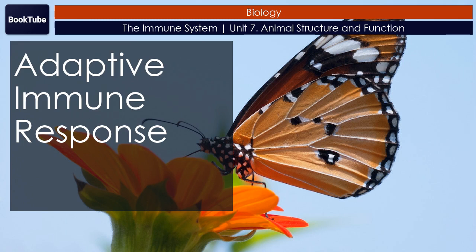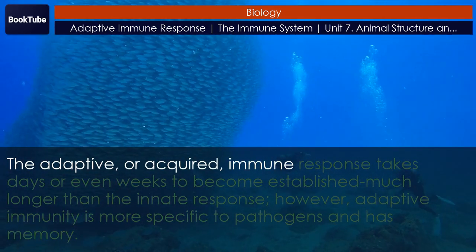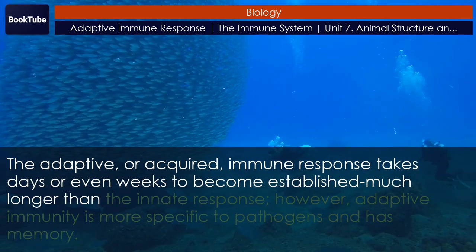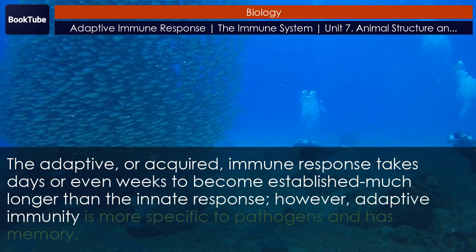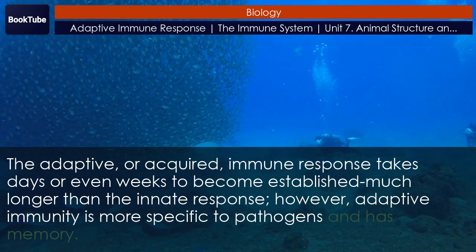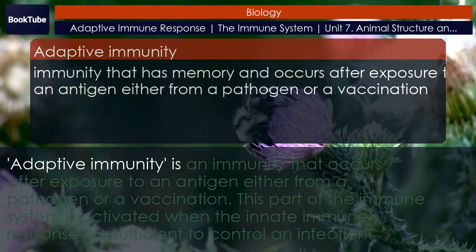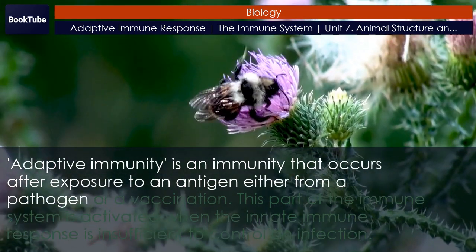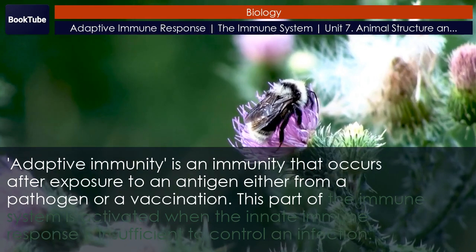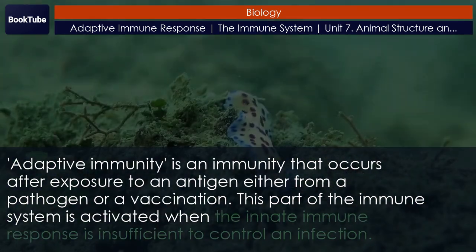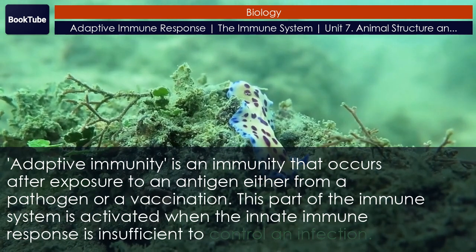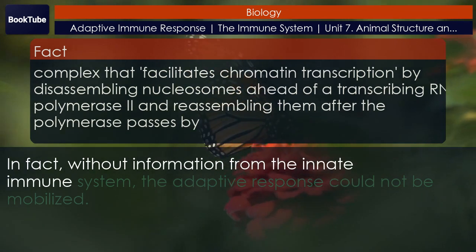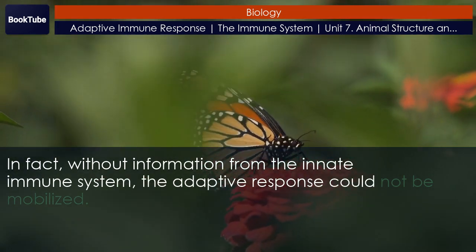Adaptive immune response. The adaptive, or acquired, immune response takes days or even weeks to become established, much longer than the innate response. However, adaptive immunity is more specific to pathogens and has memory. Adaptive immunity is an immunity that occurs after exposure to an antigen, either from a pathogen or a vaccination. This part of the immune system is activated when the innate immune response is insufficient to control an infection. In fact, without information from the innate immune system, the adaptive response could not be mobilized.